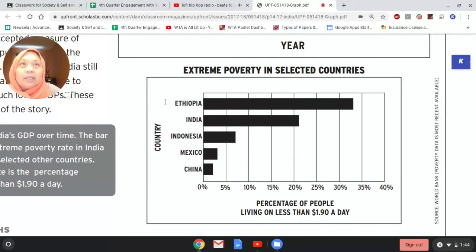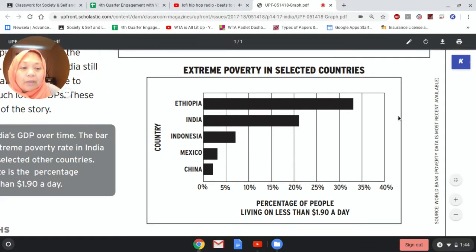So Ethiopia is on the eastern side. It's pretty close to Egypt. In Ethiopia, the poverty rate is between 30 and 35% of people living on $1.90 a day. But what about India? If you look at India, the poverty rate is a little over 20%. And then they put Indonesia, Mexico, and China.